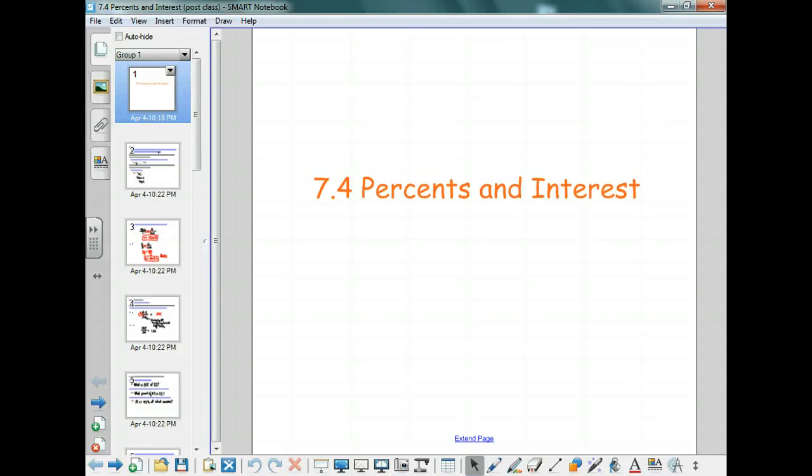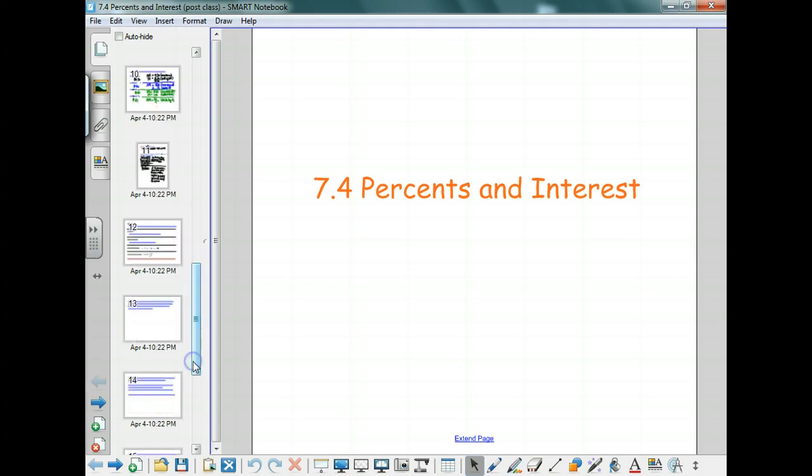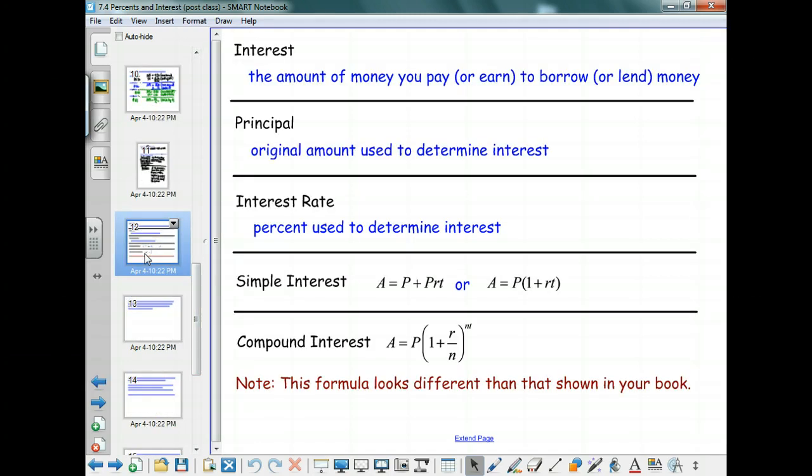Today we're going to take a look at the rest of 7.4 that we didn't finish last time. 7.4 is about percents and interest, and the part that we had left was the part about interest. So that's where we're going to jump into. So taking a look at this, we're going to talk about interest.